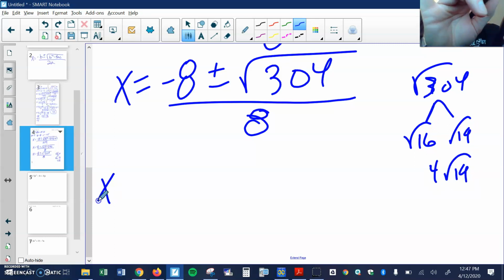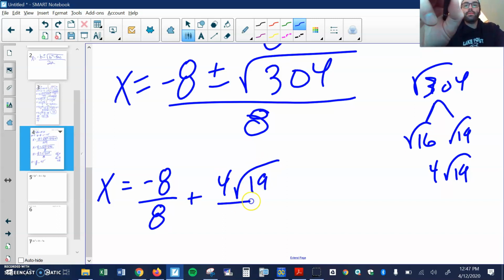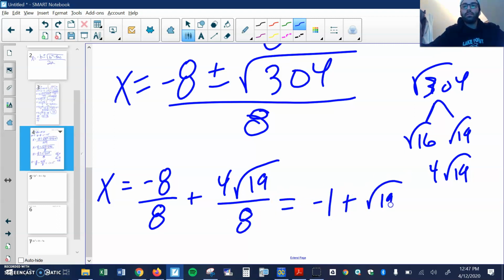So I'm going to split it. X equals negative 8 over 8 plus 4 root 19 over 8. Simplify that. Negative 8 over 8 is negative 1 plus root 19 over 2. How did I get over 2? Because 4 divided by 8 is 1/2, so there's technically a 1 here.